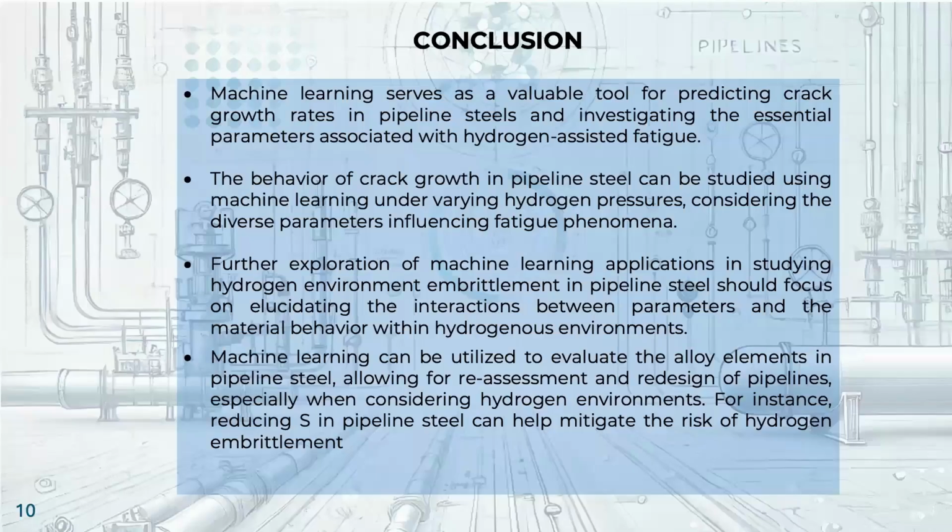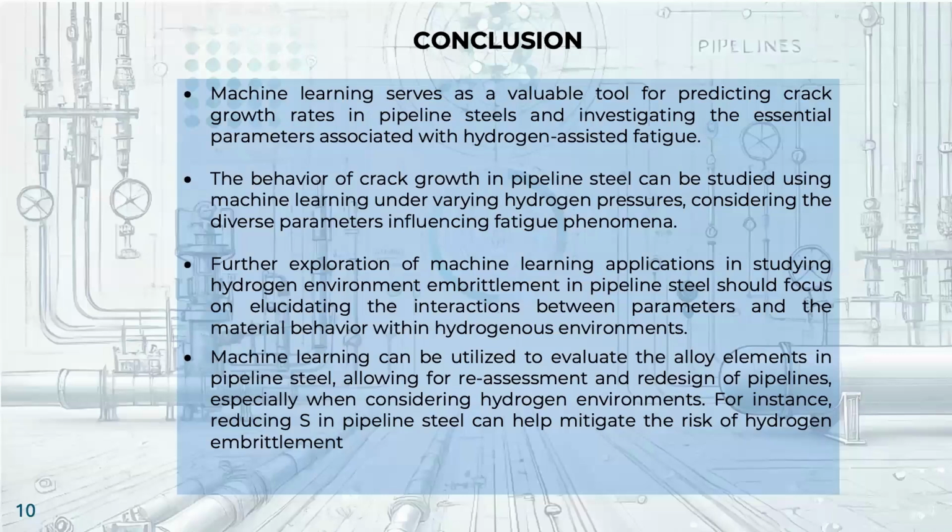So let's have a conclusion. The first thing is that machine learning serves as a valuable tool for predicting crack rates in pipeline steel and investigating the essential parameters associated with hydrogen assisted fatigue. The second one is that the behavior of crack growth in the pipeline can be studied using machine learning under various situations.